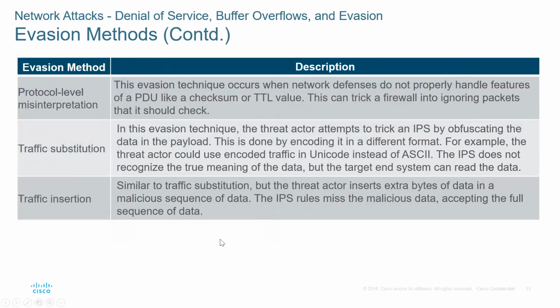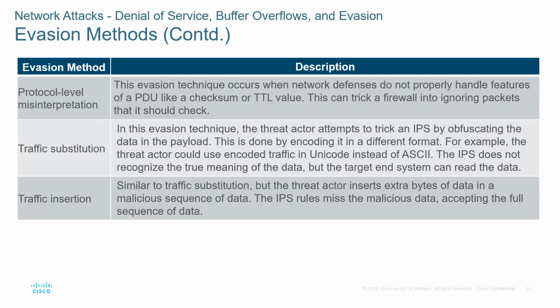You also have protocol level misinterpretation. This is when network defenses do not properly handle features of a PDU, or protocol data unit, which is like a checksum or a TTL value. This can trick the firewall into ignoring those packets that it should be checking.